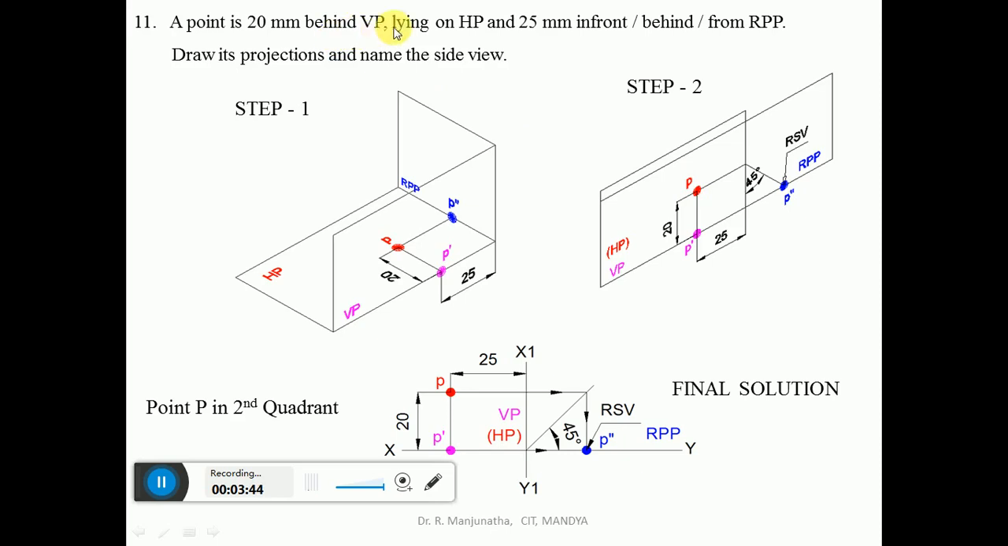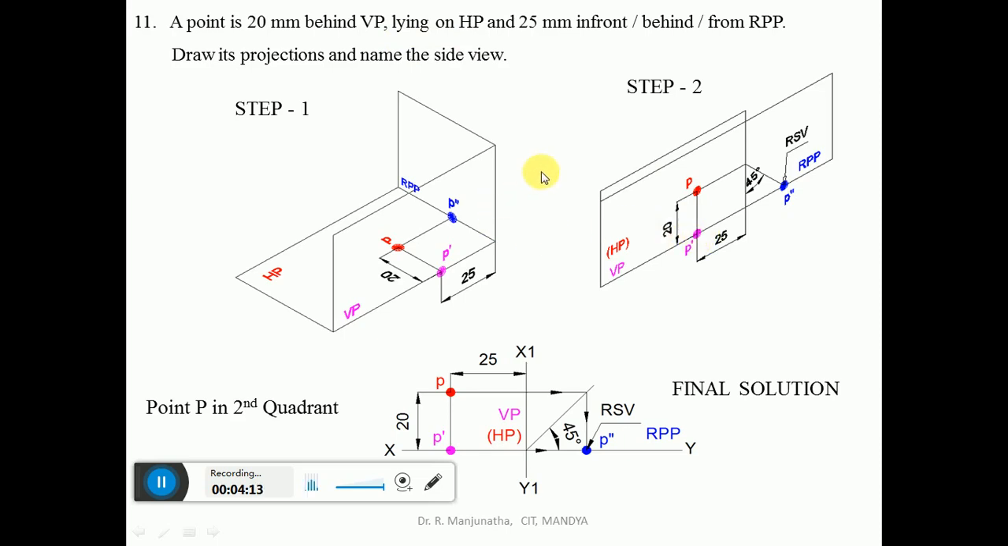Since it is lying on HP, suppose if it is above HP by 10 mm, the point will be above from here by 10 mm. Suppose if it is 5 mm above HP, then the point will be 5 mm from the XY line. So as we reduce the distance with respect to HP, the point will tend towards the XY line. Since it is lying on HP, that point will be on VP. So you're going to get P dash here.